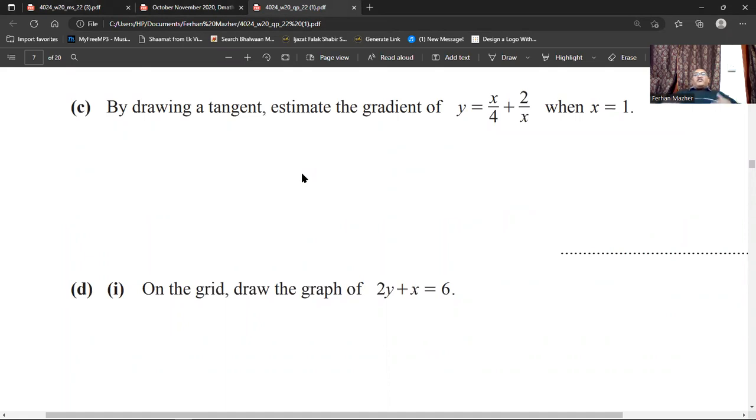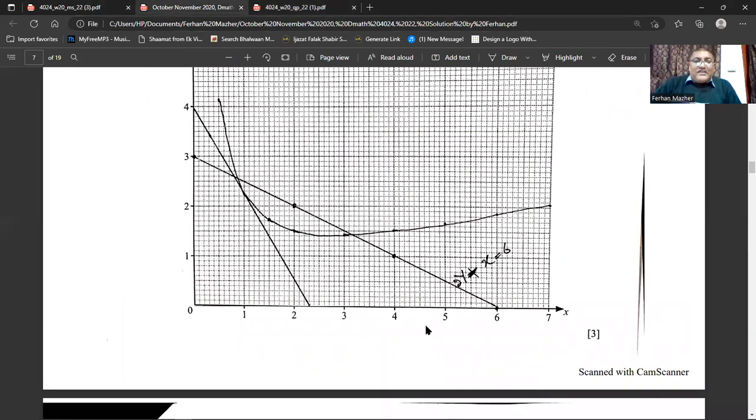Question number 3 is C part. He says, by drawing a tangent, estimate the gradient of y equals x by 4 plus 2 by x when x is equal to 1. So on the graph you have drawn, x equals 1 is here. Here you will draw a tangent. You can see I have drawn a tangent here. That's what they are asking.